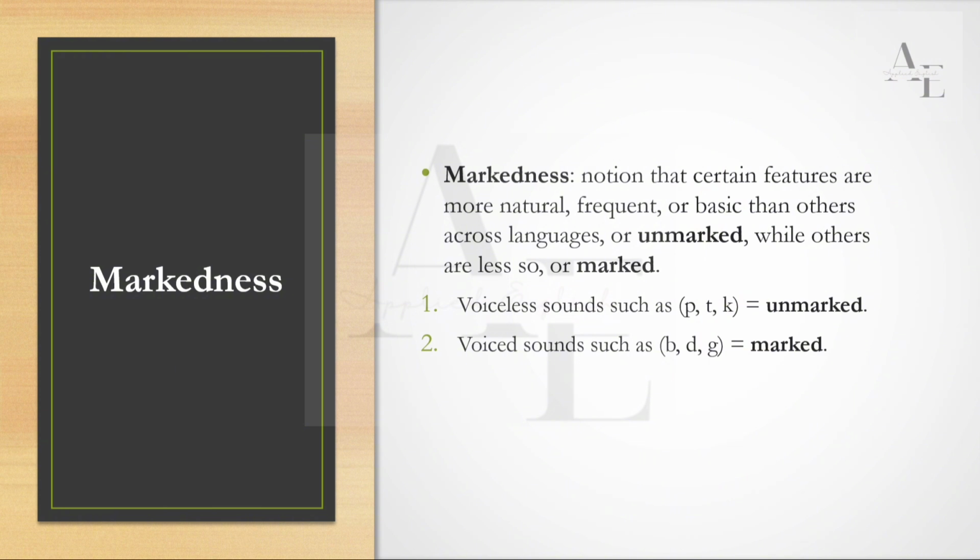Then we have markedness. Markedness is a new term. This is the first time we're going to talk about it. Markedness is the notion that certain features are more natural, frequent, or basic than others across languages, or unmarked. So the natural, frequent, basic features are unmarked features, while others that are less natural, less frequent, or less basic are marked. An example of unmarked features are voiceless sounds such as p, t, and k. On the other hand, the marked features are the voiced sounds, which are b, d, and g. So the voiceless sounds are unmarked, so they are more natural, and the voiced sounds are considered marked, so they are less natural or frequent across languages.